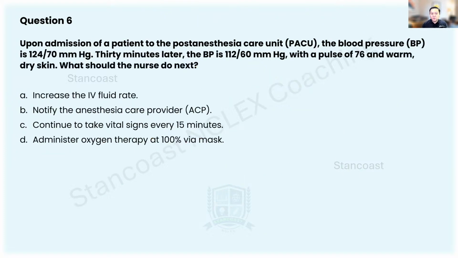All right, let's move forward to number 6. Upon admission of a patient to the post-anesthesia care unit, the blood pressure is 124/70. 30 minutes later, the BP is 112/60 with a pulse.